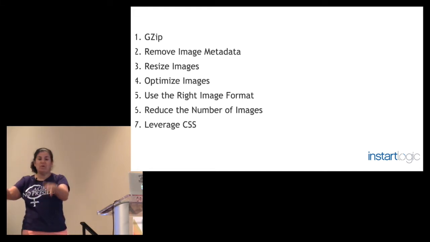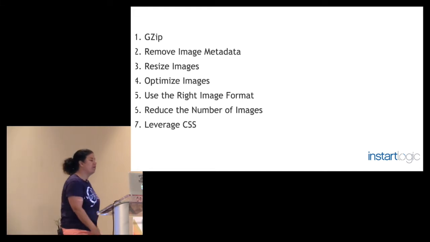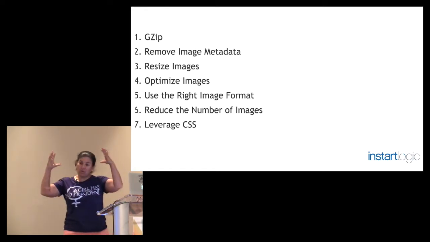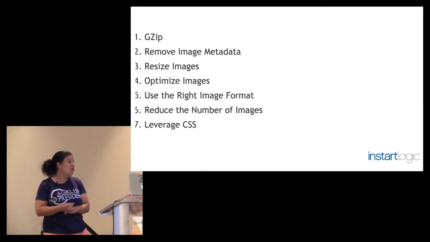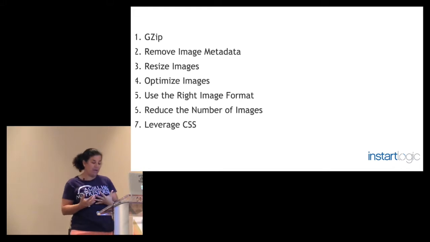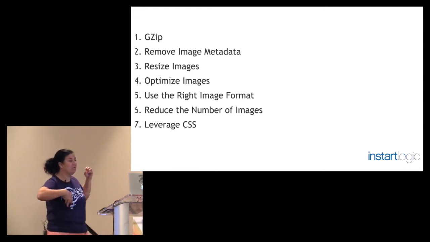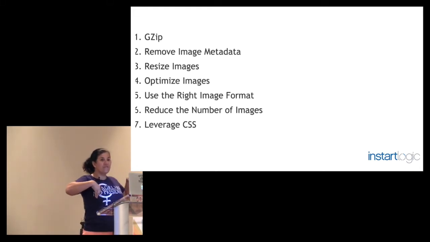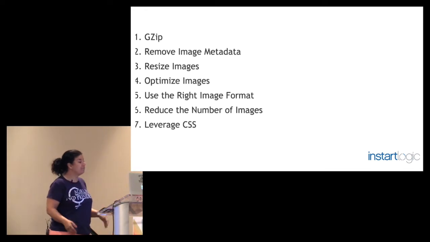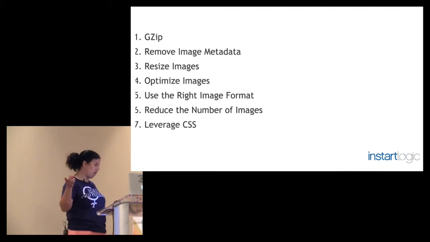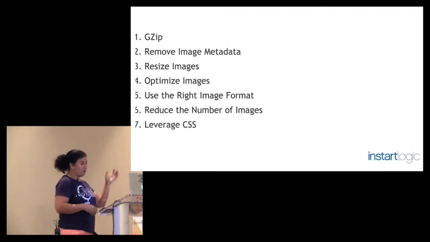Even though that's not on anyone's performance checklist, put it on yours, because it is so vital. The lowest hanging fruit: if you remember that circle graph I showed you, more than 50% of the weight of a website, at 3 megs or at 702 kilobytes, was images. To optimize images, you can gzip, remove image metadata, resize them, and optimize them. I'll cover all of these.